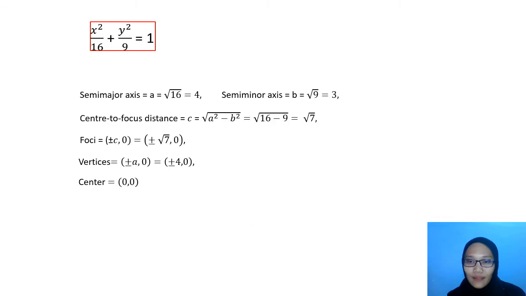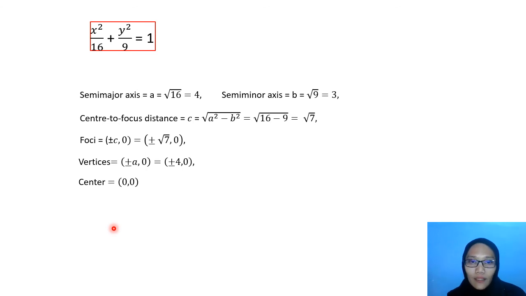Let's take a look at an example. We have x squared over 16 plus y squared over 9 equals 1. We know that a is always greater than b, so a squared is under x squared. So this ellipse is centered at origin, and the major axis is along the x-axis. We know the value of a squared, which is 16, so the semi-major axis is a, equal to 4, and the semi-minor axis is equal to 3.